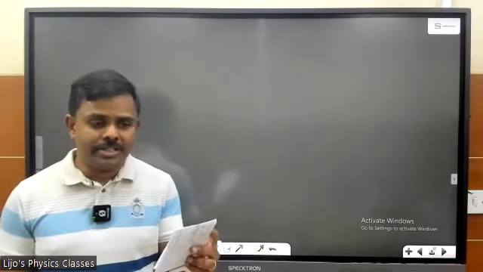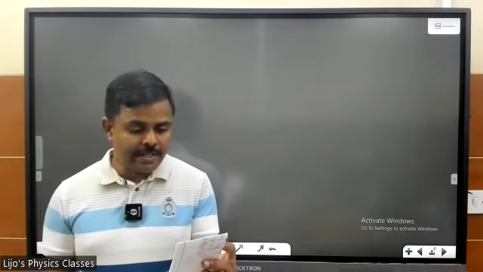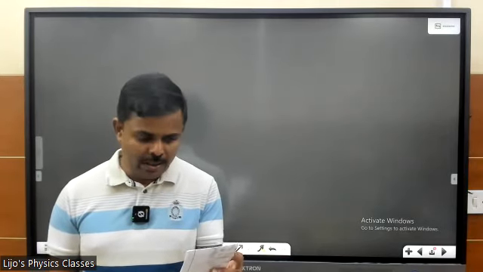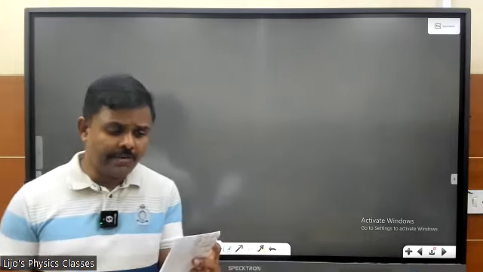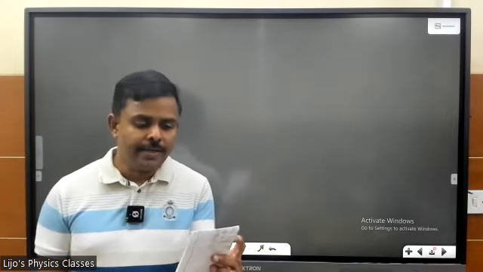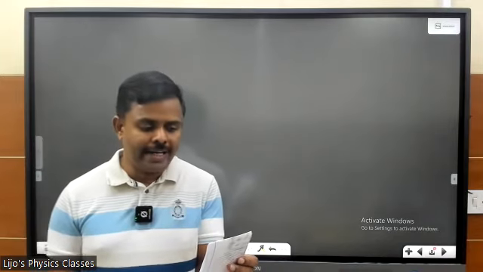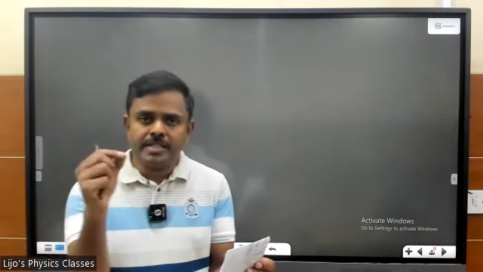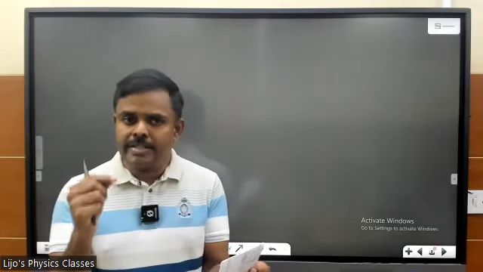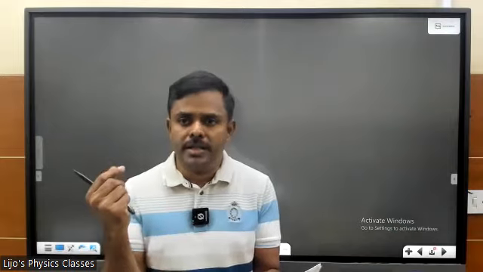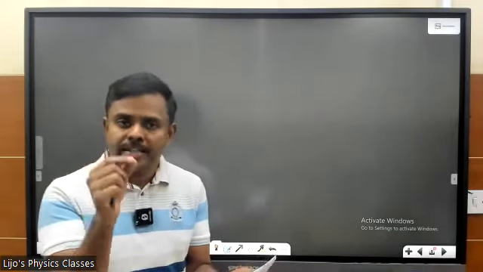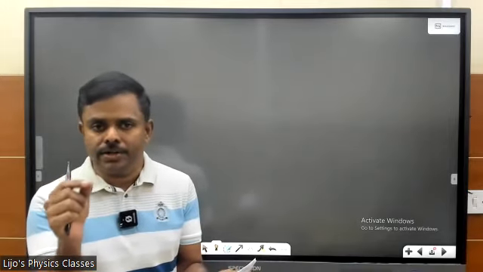So let us now read the question. In the circuit shown, capacitors are connected to a battery with the switch S closed. The switch is now opened and the free space between the plates of the capacitor is filled with a dielectric of constant 3. So in the first case, the switch was closed, and in the second case, you are opening the switch and you are filling the space in between the capacitors with a material of dielectric constant 3.